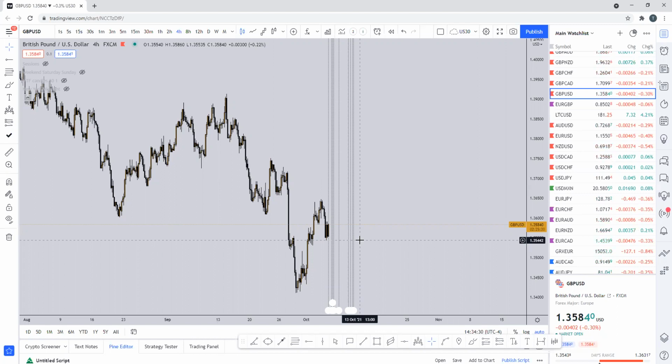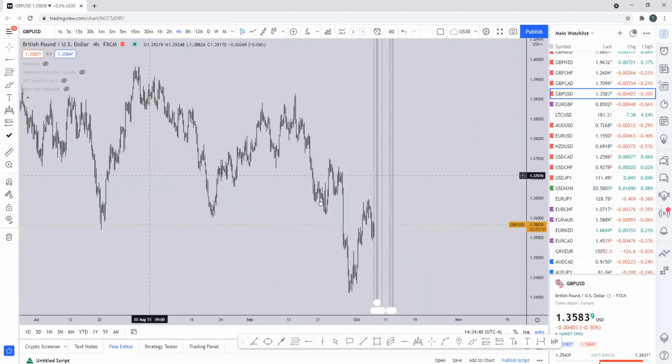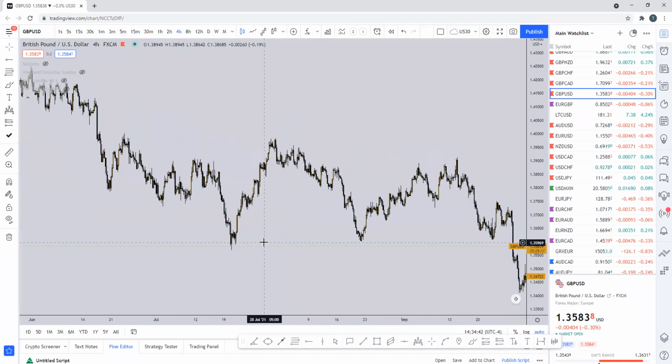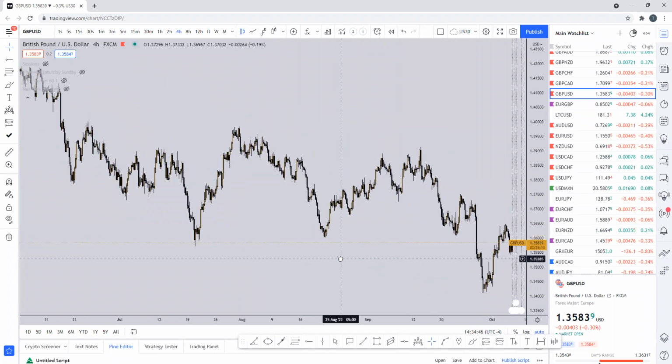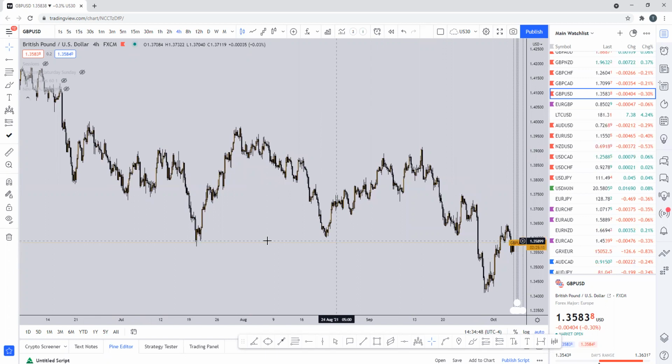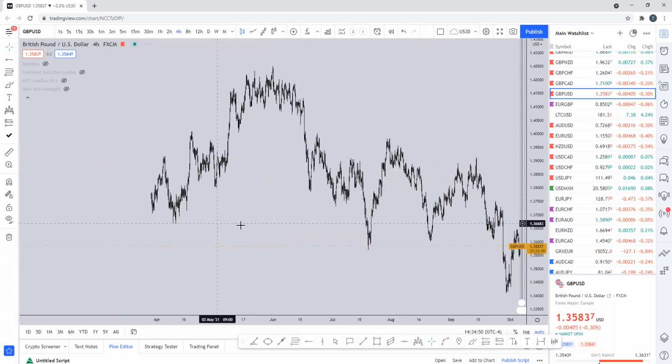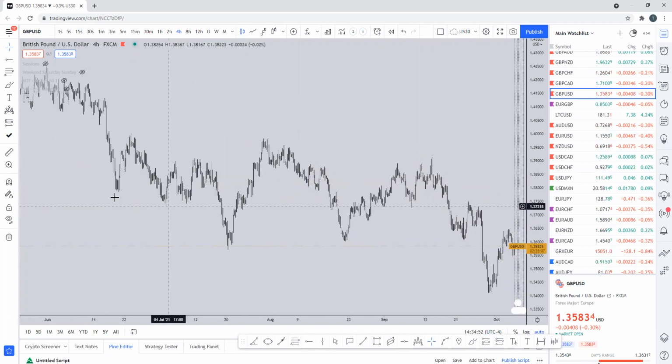Those are the only two reasons why you have a break of structure in the opposite direction of the momentum you're going in. So like I said, let's take it. We're on GBP USD. Let's look at GBP USD. Okay, let's take it from the top. Let's take it from here.